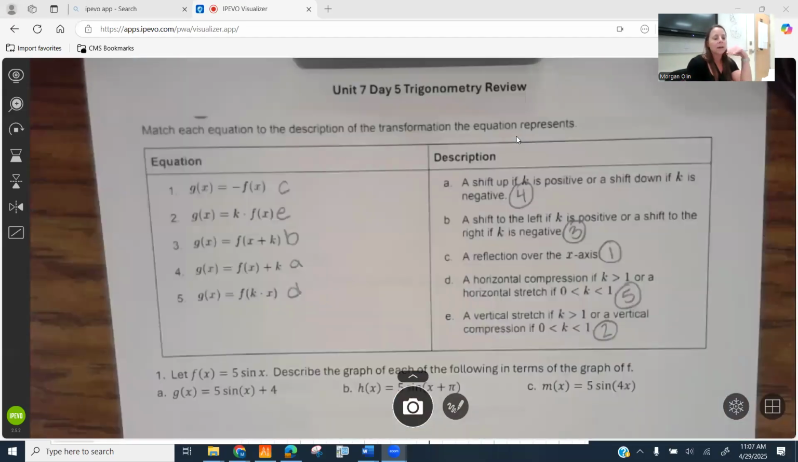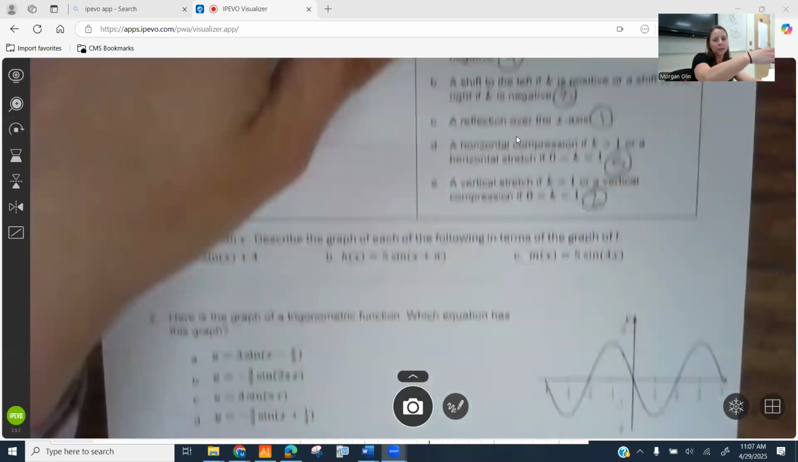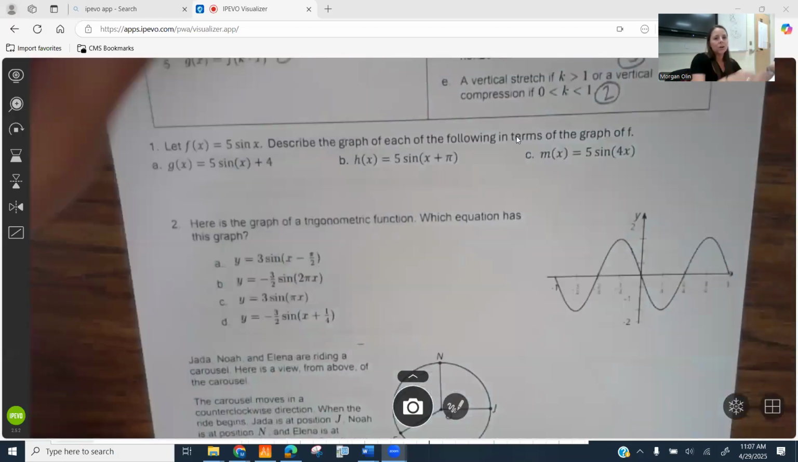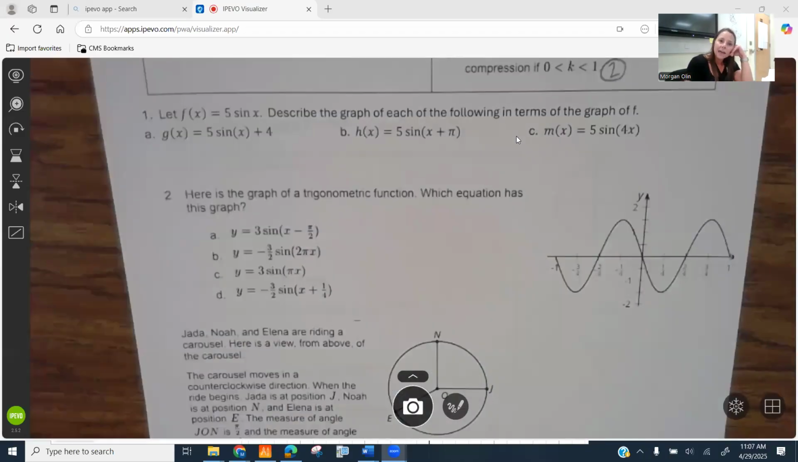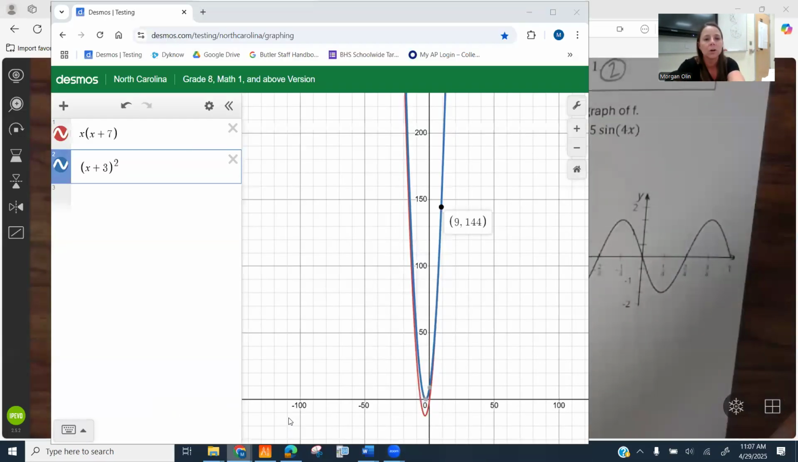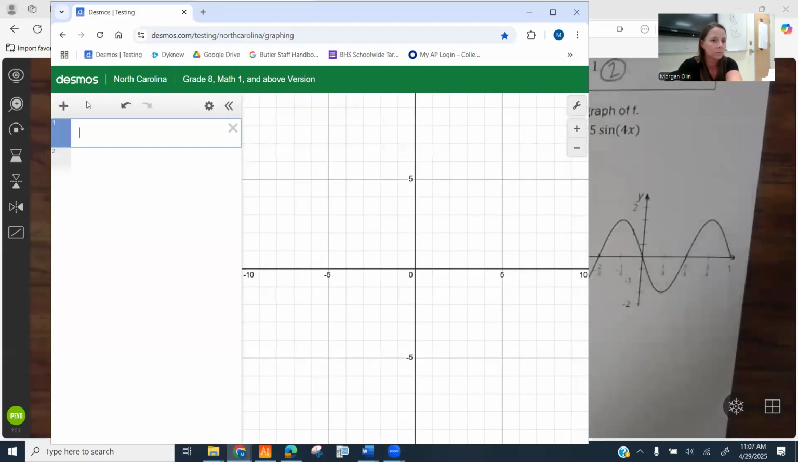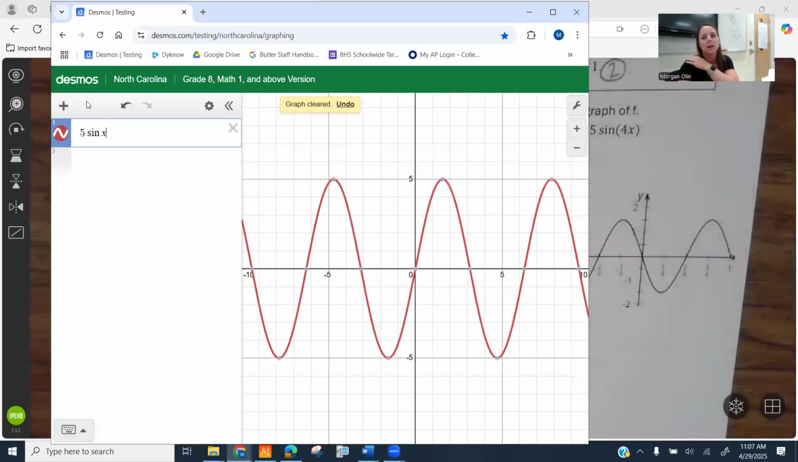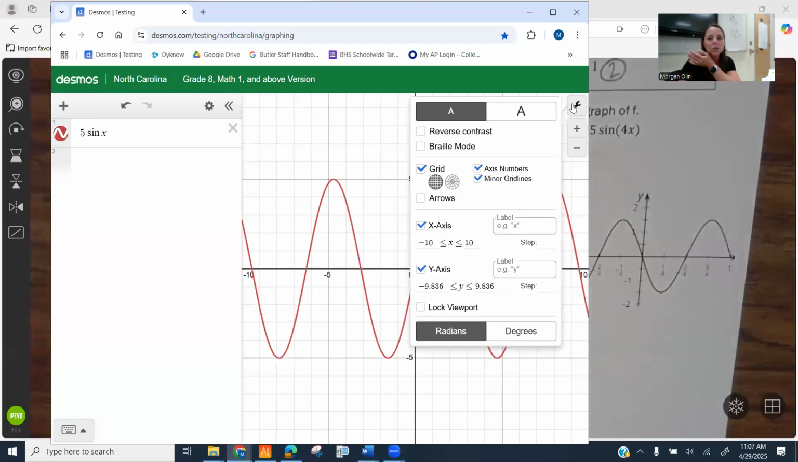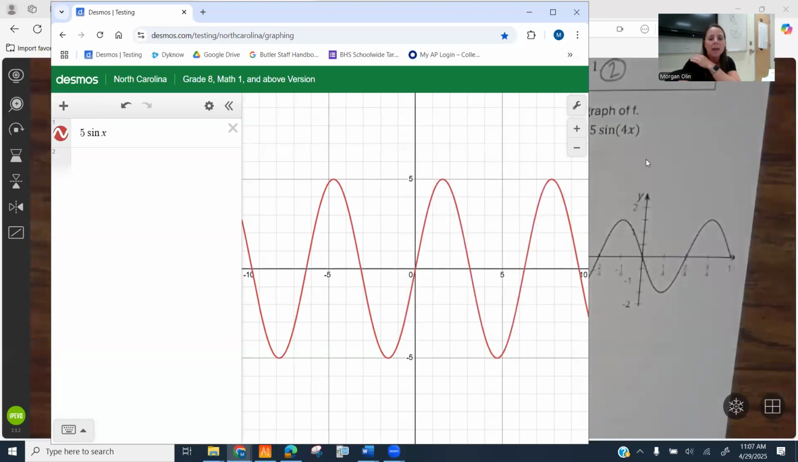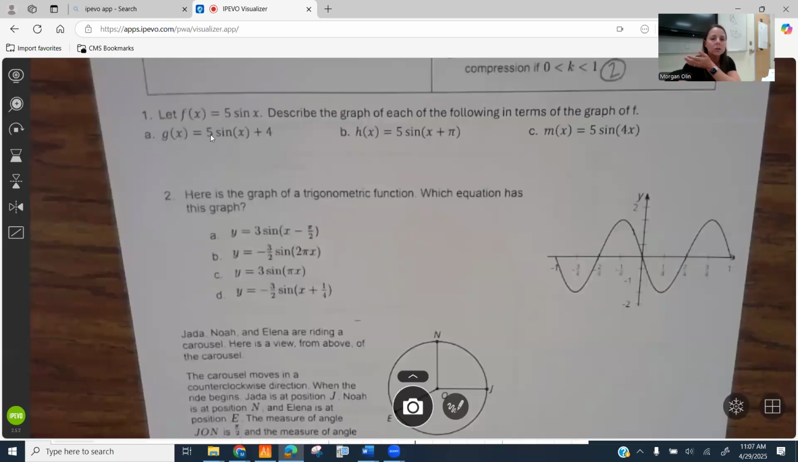Okay. Now, let's look at these next ones right here. Let's describe, or number 1. So let f of x equal 5 sine x. Describe the graph of each of the following in terms of the graph of f. If you need to, you are welcome to graph it if you would want. So 5 sine of x, and that's what it looks like. Double check that you're in radians. And we are.